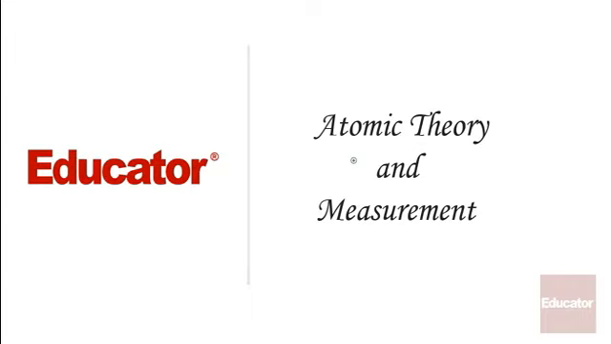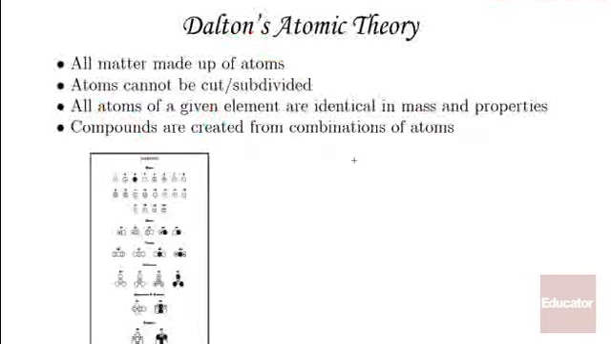Atomic theory and measurement. Let's begin with atomic theory. Atomic theory is one of the most fundamental ideas in the whole of chemistry. It's a very old idea in terms of notions of how the world is made up. In fact, we can date it all the way back to the pre-Socratic Greeks and Democritus, and we're talking about roughly 500 years before the Christian era.